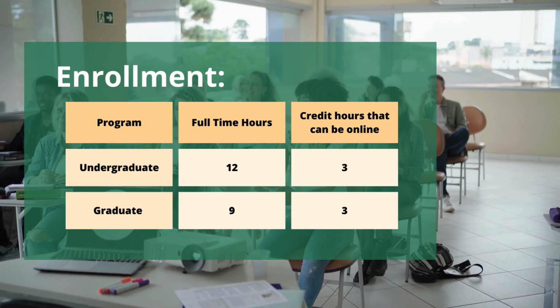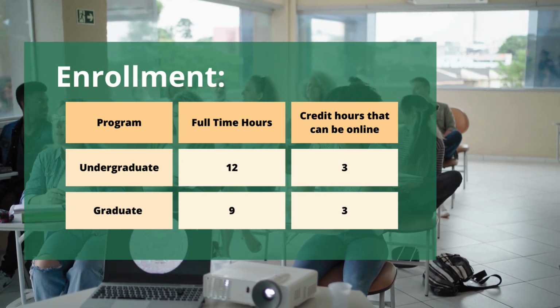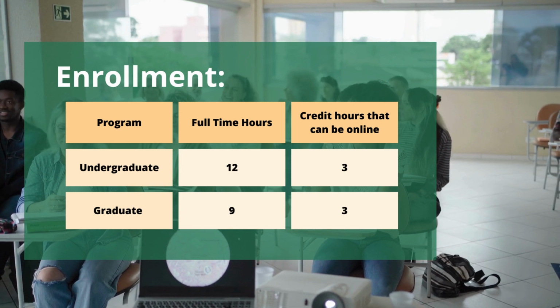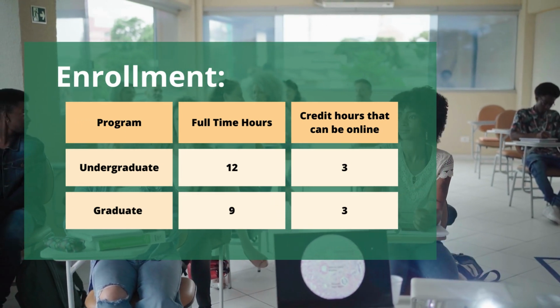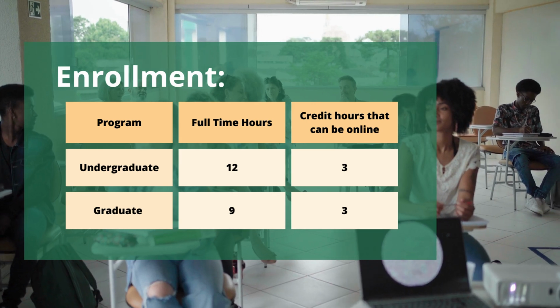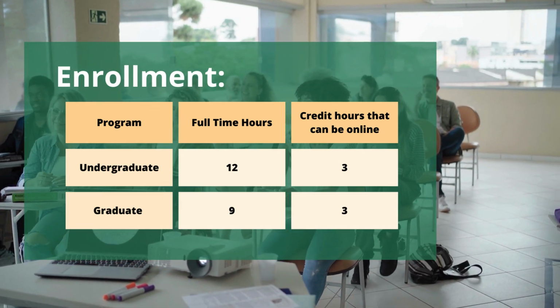The academic year at USF consists of fall and spring semesters. During fall and spring, you are required to enroll full-time. For undergraduate students, full-time is at least 12 credit hours each semester. For graduate students, full-time is at least 9 credit hours each semester. 3 of these can be online.